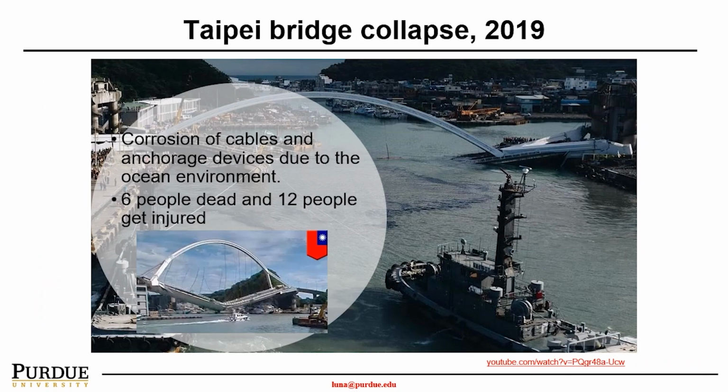A very similar accident happened internationally at the Taipei Bridge in 2019. Six people died and 12 people were injured. I have posted a YouTube video here. If you're interested, you can see the entire process. It's really heart-wrenching. As you can see, a boat had sunk underneath, and a car tried to make it across but unfortunately did not make it during the bridge collapse, and the entire cable broke into pieces.